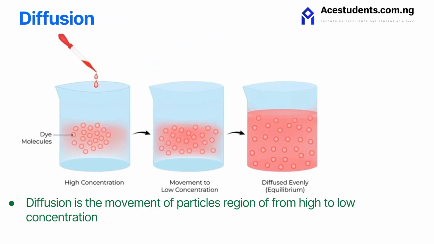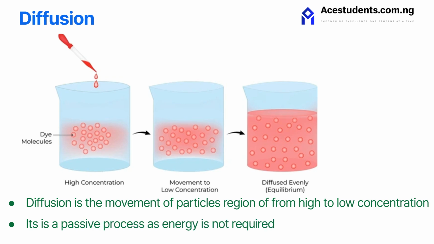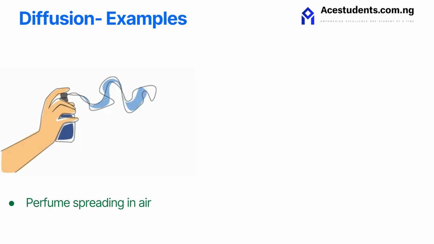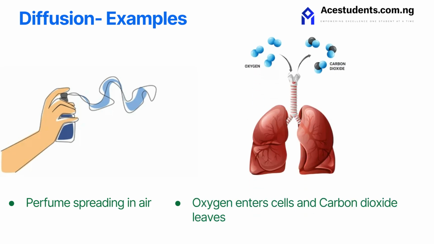Diffusion is the movement of particles from a region of high concentration to a region of low concentration until they are spread out evenly. Diffusion is a passive process, meaning it does not require the cell to expend any energy. The movement happens naturally down the concentration gradient. An everyday example of diffusion is how the scent of perfume spreads throughout a room from a single point where it was sprayed. In the human body, diffusion is key for gas exchange. Oxygen enters the cells, and carbon dioxide waste leaves the cells.